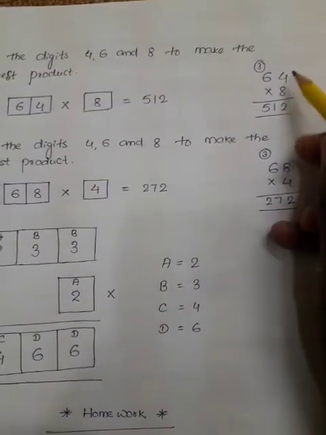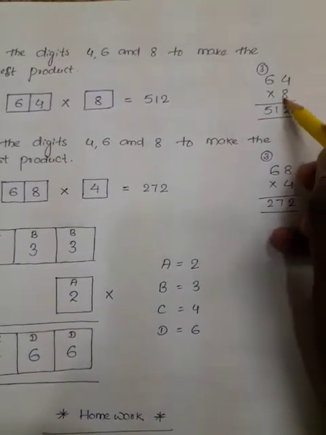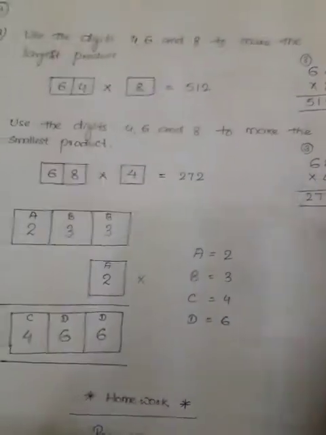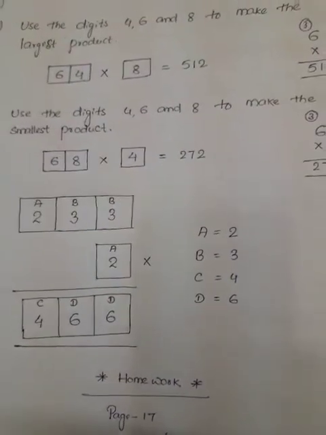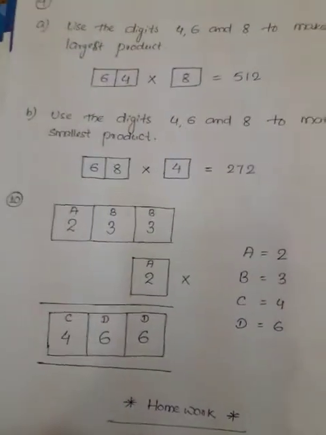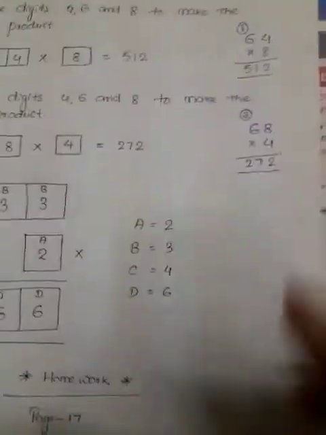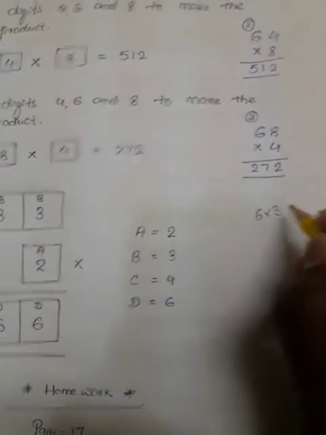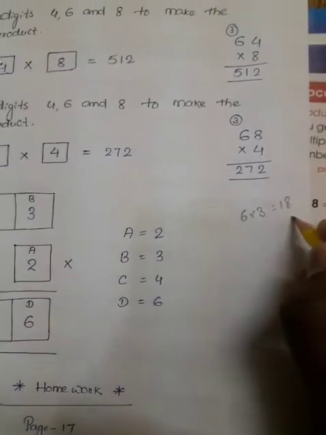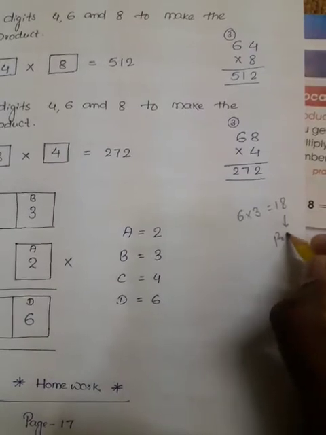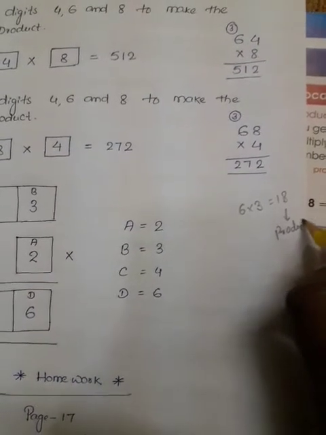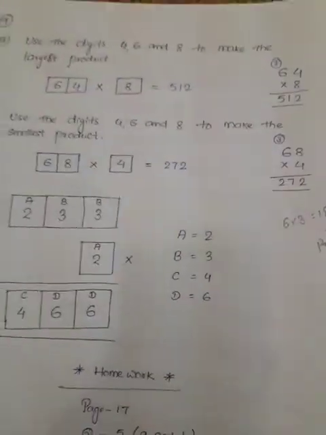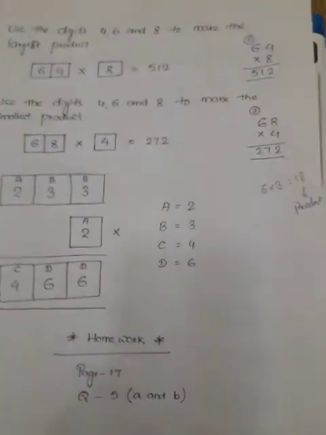Then multiply. 8 4s are 32, 2 and 3. 8 6s are 48. 48 plus 3 is 51. So the largest product is what? The largest product is 512. What is the meaning of product? When you multiply any number, the answer is called product. Example, suppose I write here 6 multiplied by 3 is equal to what? 18. So 18 is called product. 15 is called what? Product. When you multiply two numbers, the answer is called product.